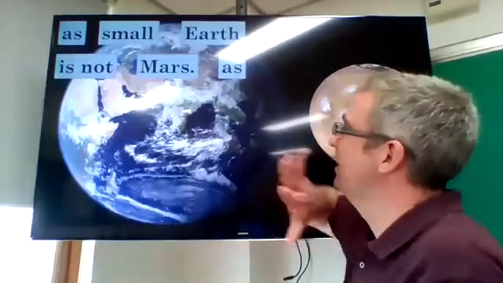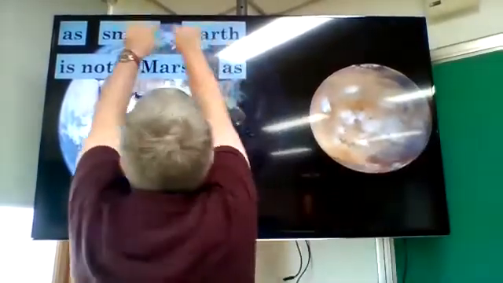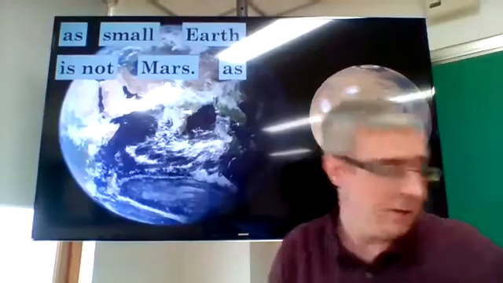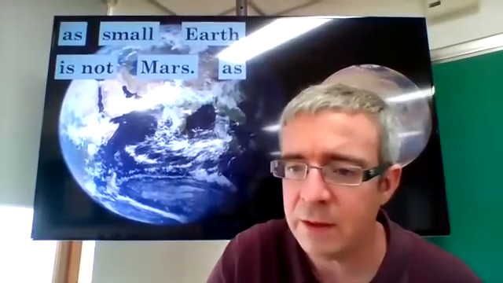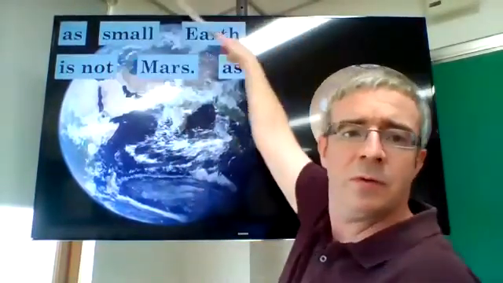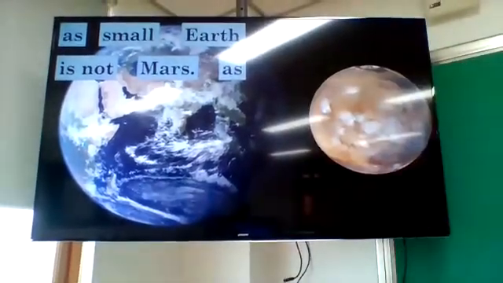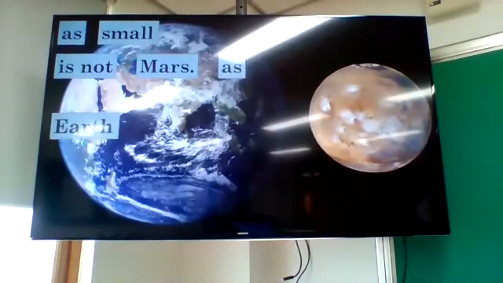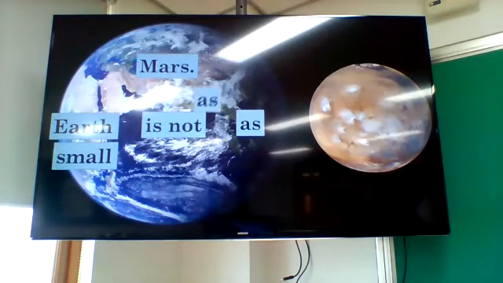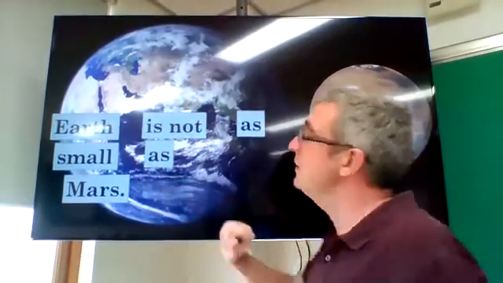Okay, now exam stuff. So Earth and then Mars. And as you can see, Earth and then little Mars. So we have: as small, Earth, is not, Mars, as. So what would go first? Earth. Earth is not as small as Mars. Yeah, there we go. So Earth is not as small as Mars.